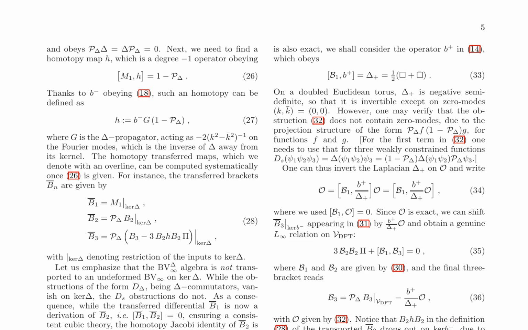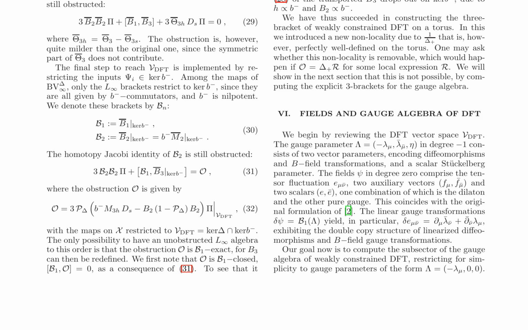The homotopy transferred maps are computed systematically, emphasizing that the BV infinity algebra is not transported to an undeformed BV infinity on Kerr increment. The obstruction, O, arises from the homotopy-Jacobi identity of B2 being obstructed. It is shown that O is B1-exact and can be inverted, leading to an unobstructed L-infinity algebra.